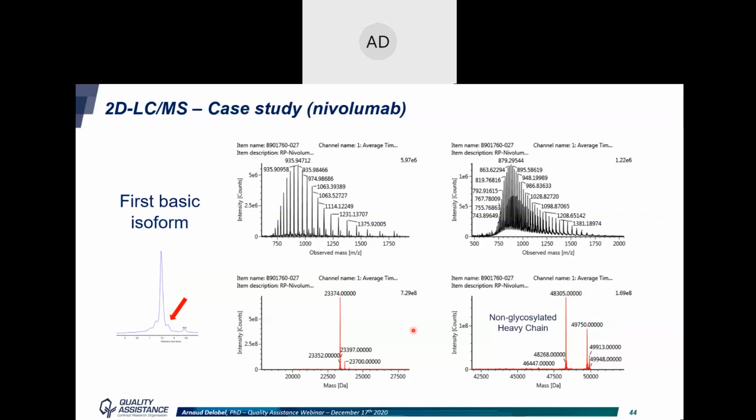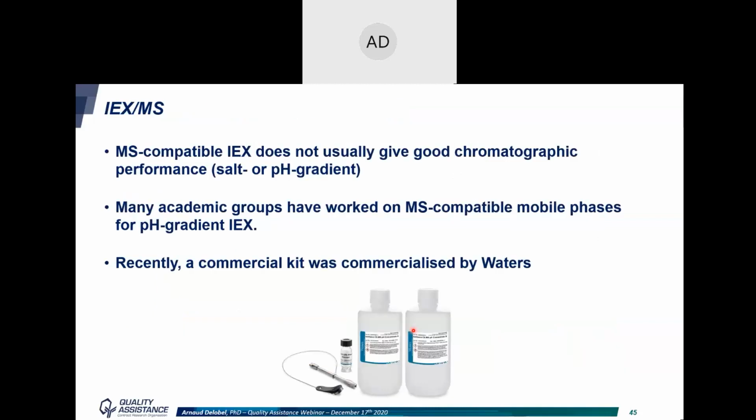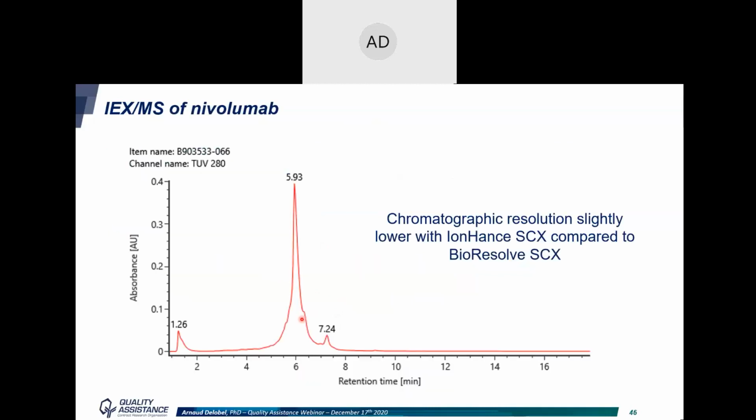So that's a way of working. We do 2D LC-MS. It works well, but it's true that it takes some time and you need a 2D LC system to perform this kind of characterization. Another way of performing the analysis is to use ion exchange chromatography directly coupled to mass spectrometry. MS-compatible ion exchange chromatography is described in the literature, but usually it does not give very good chromatographic performance, either if you use salt or pH gradient. Many academic groups have worked on MS-compatible mobile phases, but recently a commercial kit was also commercialized by Waters, the ion-exchange CX system, using once again the same BioResolve SCX column.